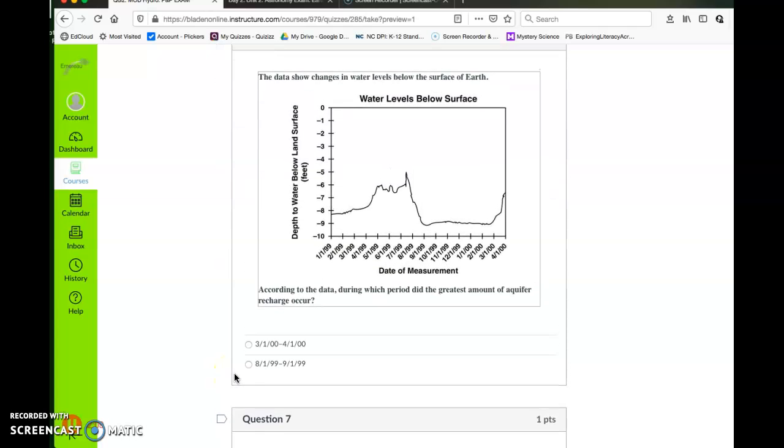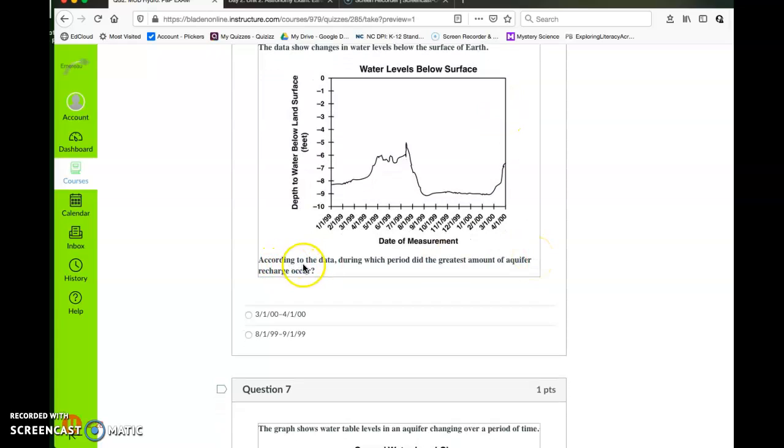Question number 6. The data shows changes in the water level below the Earth's surface. On the x-axis, we have date of measurement. On the y-axis, we have depth to water below land surface in feet. Water below surface is the title of our graph. According to the data, during which period did the greatest amount of aquifer recharge occur? March 1st, 2000 to April 1st of 2000, or August 1st of 1999 to September 1st of 1999.